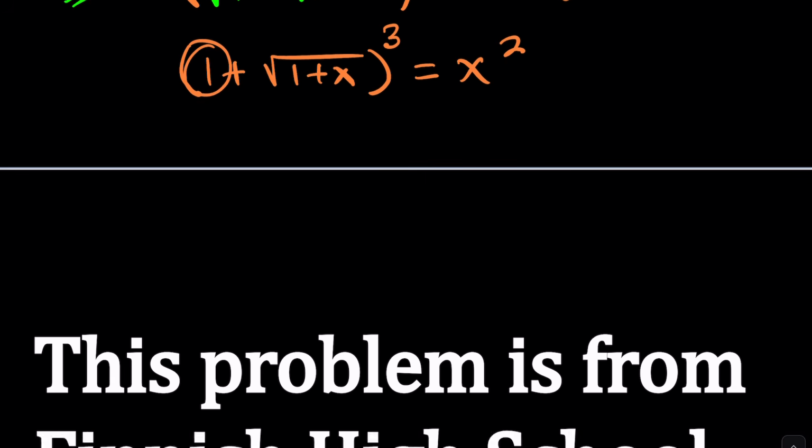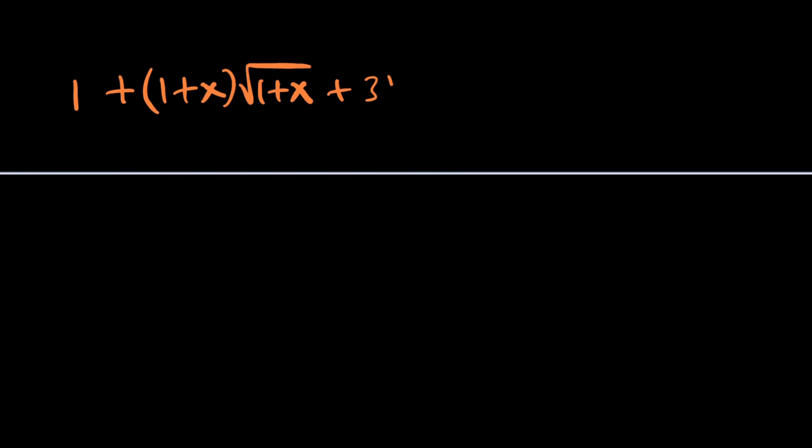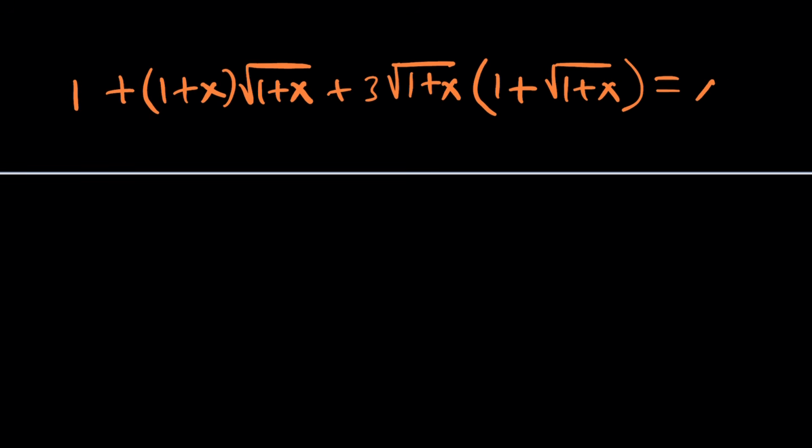We're going to start with 1. And then we'll get 1 plus x times the square root of 1 plus x. It's basically like the cube of the second term. So I'm doing it like a cubed plus b cubed, and then 3ab times a plus b. So it's going to look like this: 3ab, a plus b. And of course, that's equal to x squared.